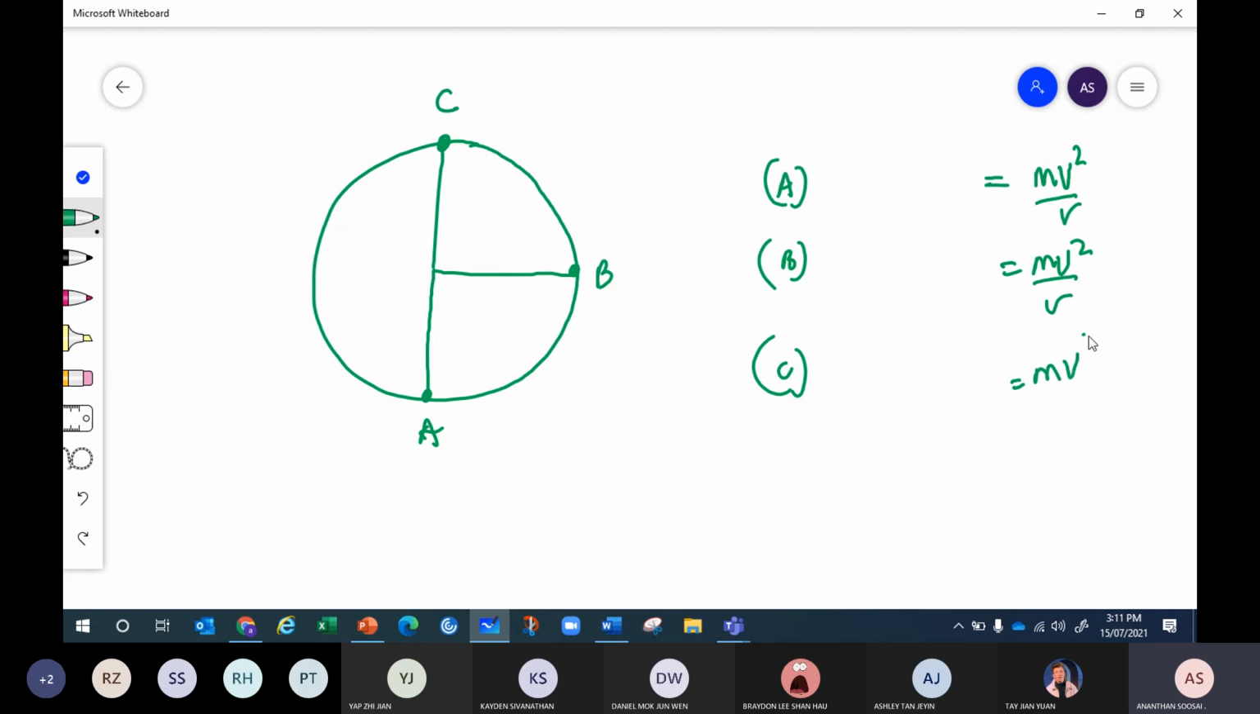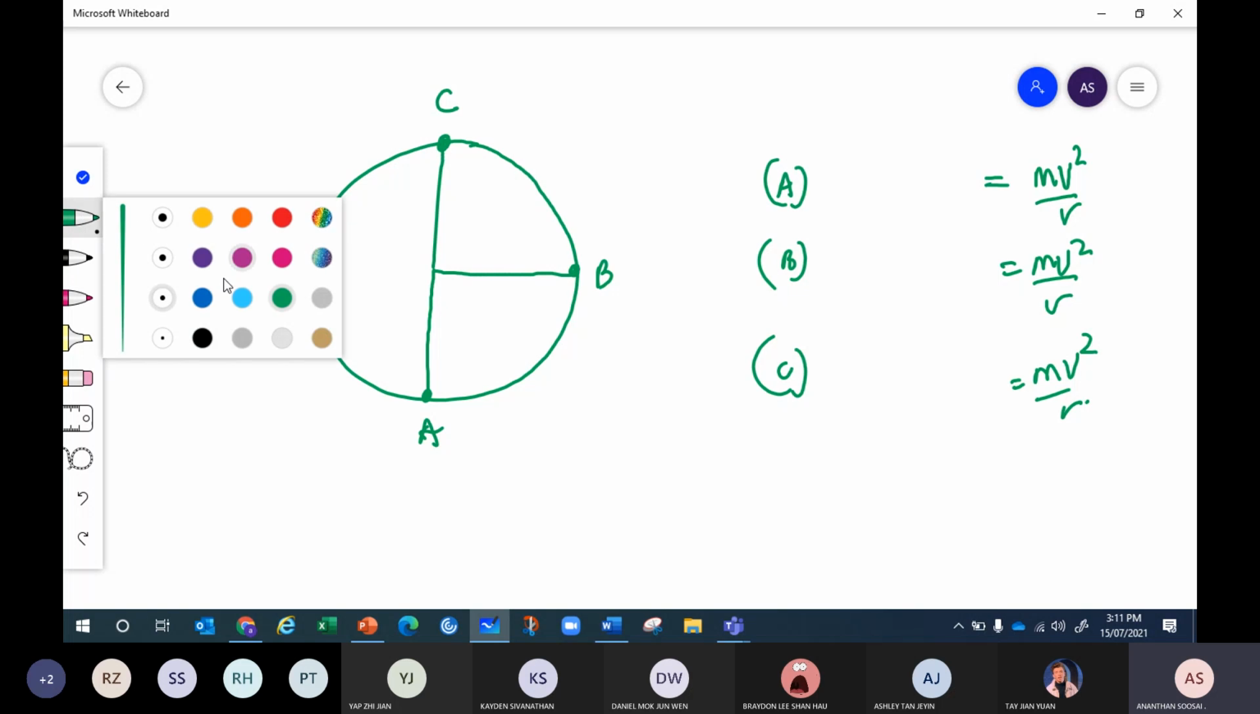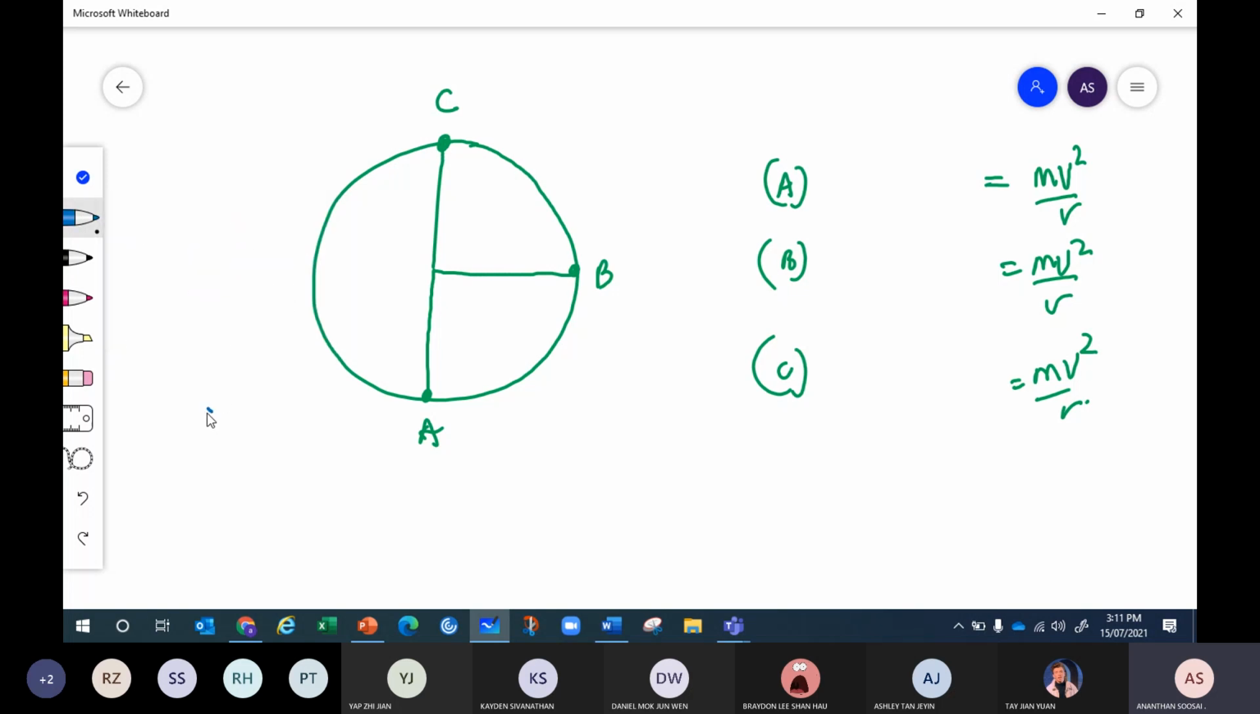So this is what we're going to do. What equals the centripetal force of this system? Remember, in exam, any circular motion question arises, the first thing you have to do is analyze the system. How do you analyze the system? Identify all the forces acting. Draw the free body diagram.